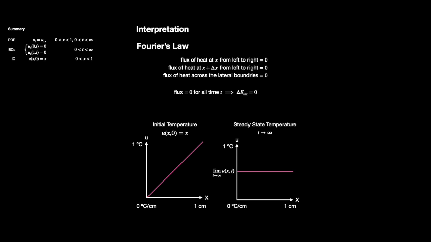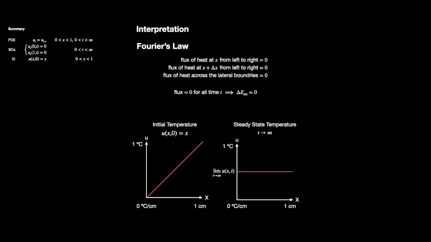So we'll start with an initial interpretation. Since the boundary conditions show us that the boundaries are insulated, that means that there's no flux of heat into or out of the system. And that actually ultimately means that there's no change in energy for any given time interval.